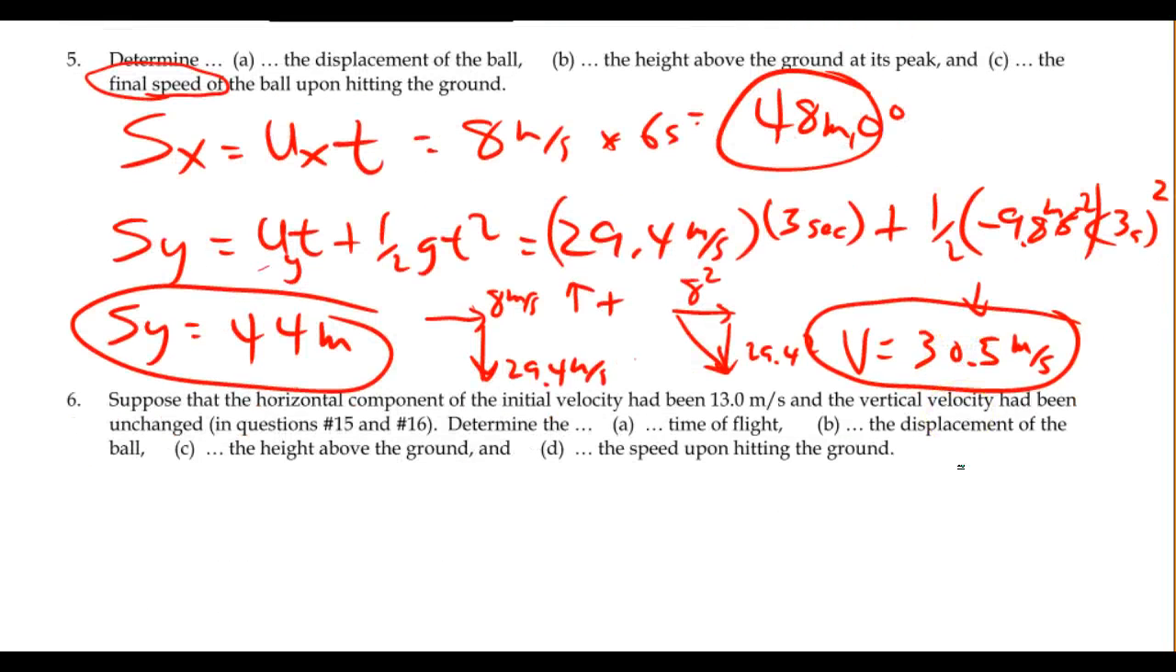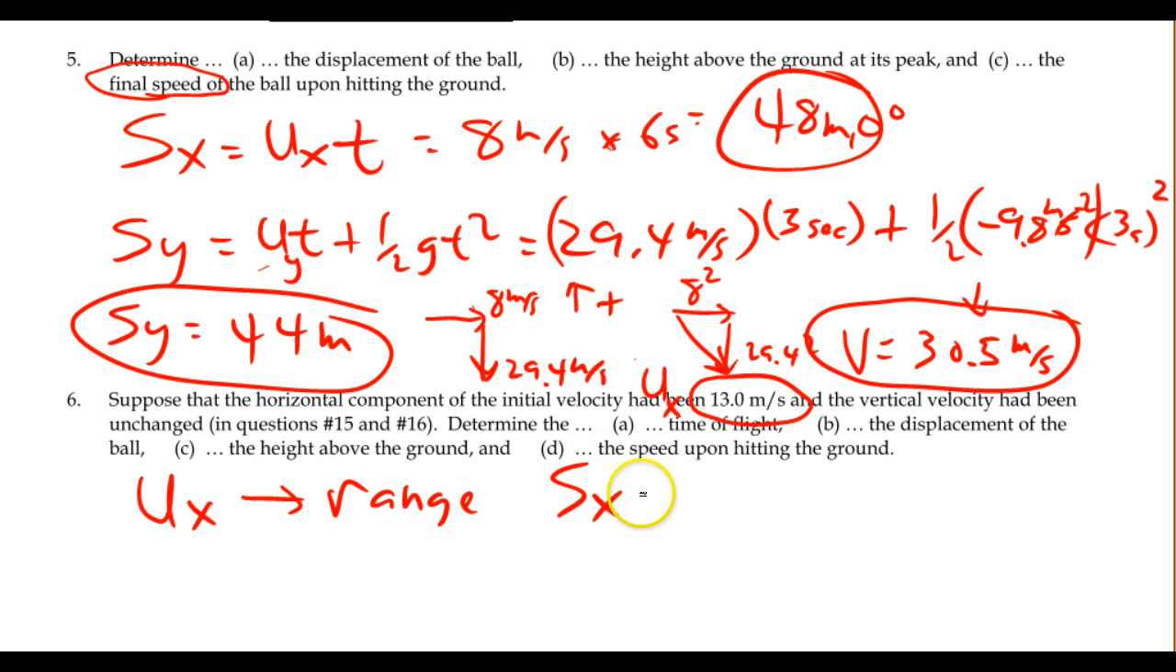Now, in number 6, the only thing we're going to change is the ux. We're going to move at a different velocity. We're going to move faster. Okay, so if we move faster, the only impact of ux is it has nothing to do with the time to fall. It has nothing to do with the height that we reach. The only difference that u of x makes is the range. Okay, so sx is going to be greater.